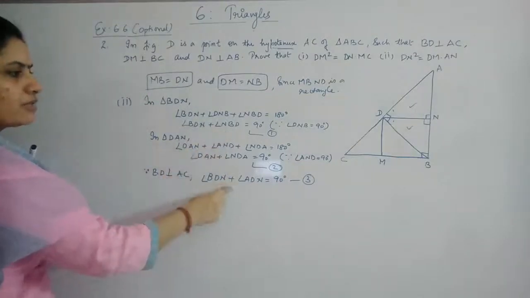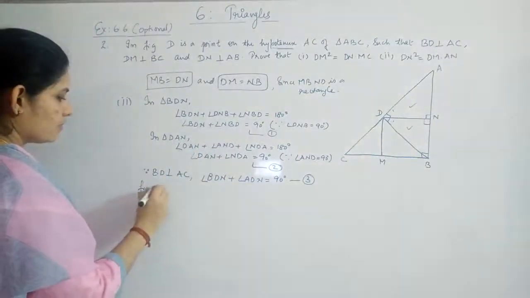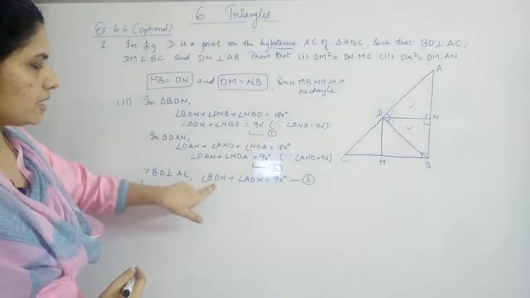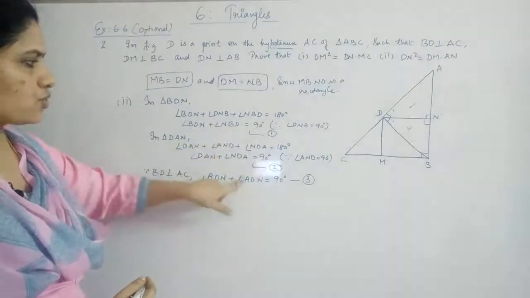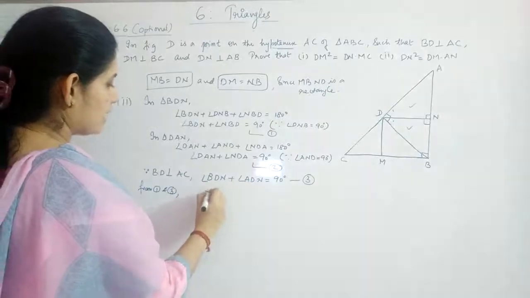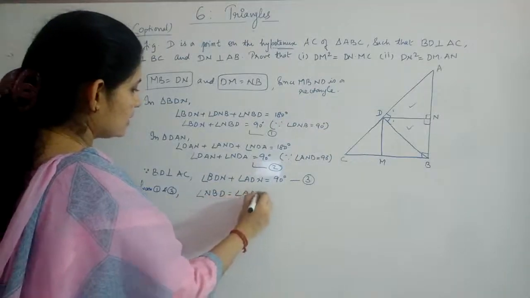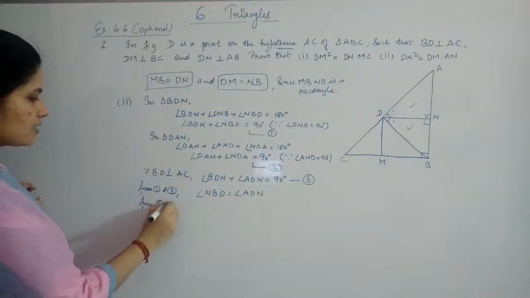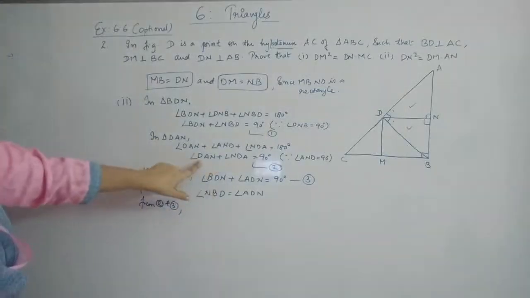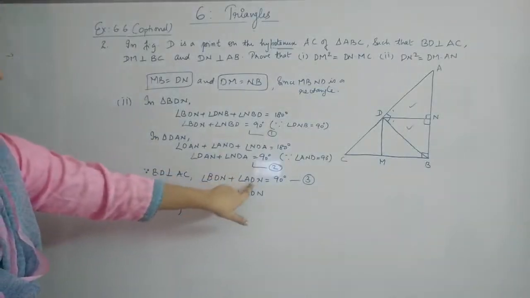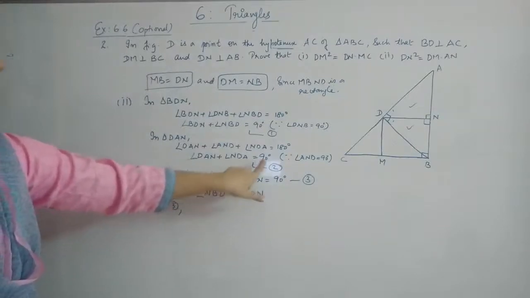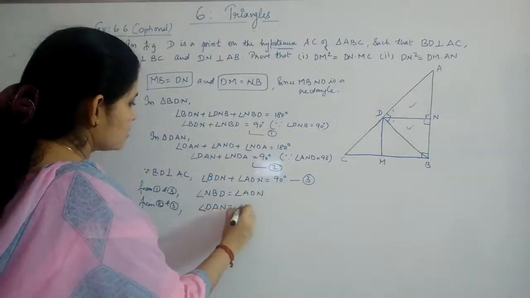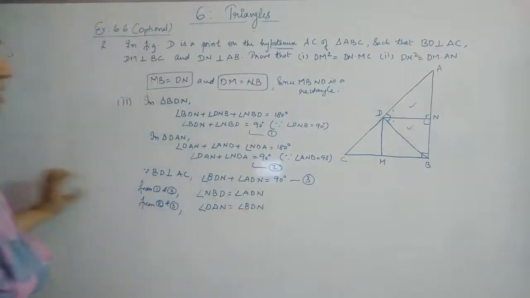Now again we will compare first and third, that is from 1 and 3. What you will get? You just see you have BDN and BDN here and 90 on the right hand side. That means these two should be equal. That means you will get angle NBD is equal to angle ADN. And comparing second and third, from second and third, what you will get? DAN. Here you have NDA. NDA is same as ADN, right? The angle is D here. So these two are equal and 90. So you will get these two to be equal. That means angle DAN is equal to angle BDN. So these are the two things which you are getting.